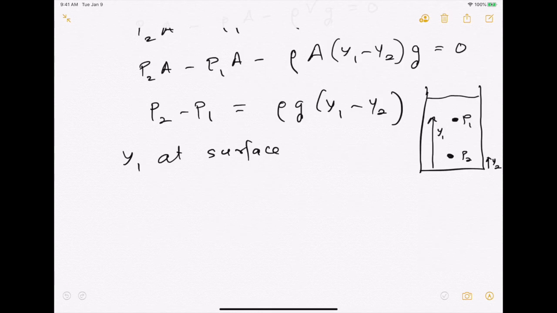Let me just draw the point P1 at the surface while you think about it. So what's the pressure P1 going to be in that case? It's just going to be atmospheric pressure. So if y1 is at the surface, then P1 is simply the atmospheric pressure. That's another important thing in this course. Any point which is directly in contact with the atmosphere will be at atmospheric pressure. And atmospheric pressure, we're going to talk about that in just a little bit, but it's simply the pressure exerted by the atmosphere.